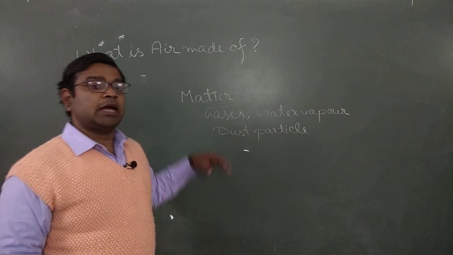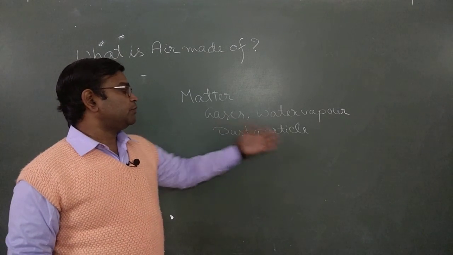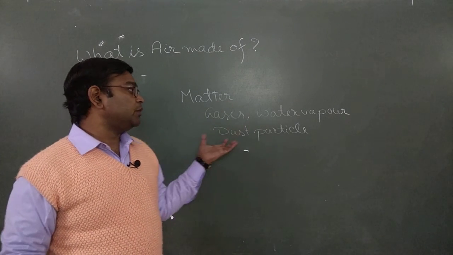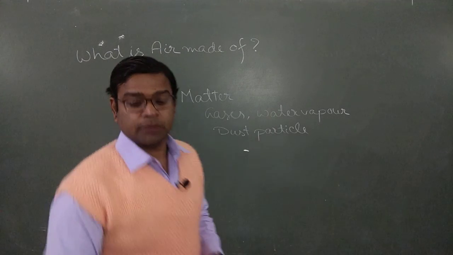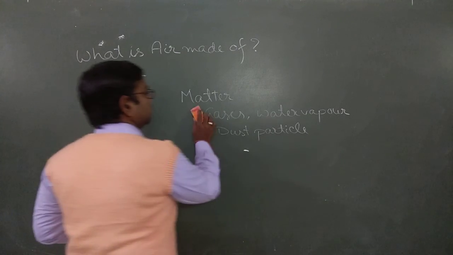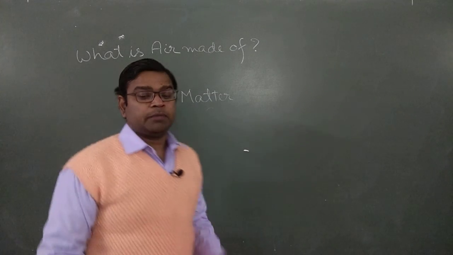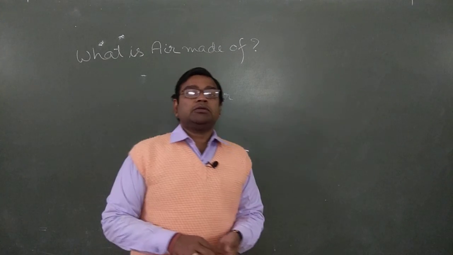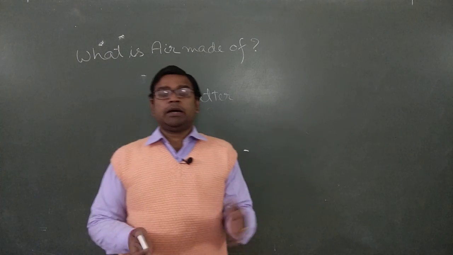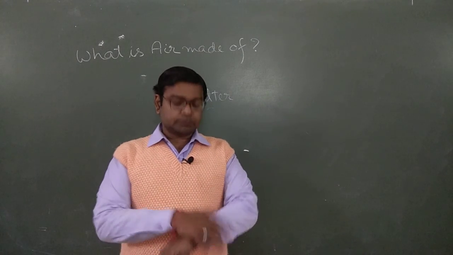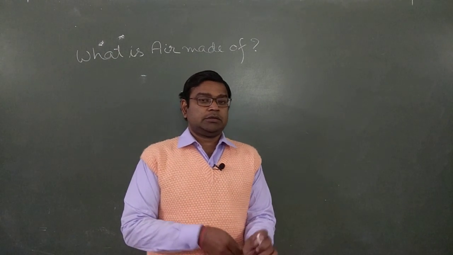Actually, air is a type of mixture, which we will discuss afterwards. Air is a mixture of different things, different matter. So, number one, air is made up of matter. As we know, matter occupies space and has mass.